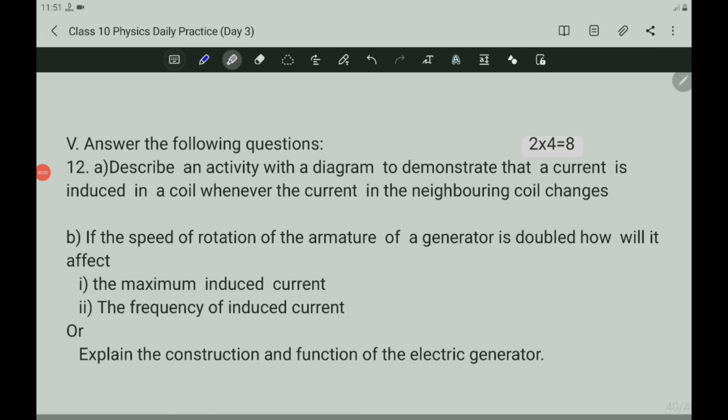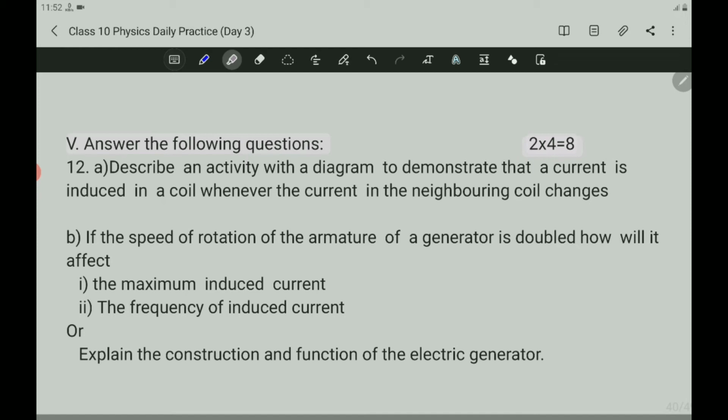Now you take the fifth main question. Answer the following questions. Two questions are there, each carries 4 marks, totalling 8 marks. So that is the 12th question. In the 12th question, 2 sub questions are there, A and B. Again B is having 2 sub questions, first and second, and it is a choice question, and the choice question is a big question which carries full 4 marks.